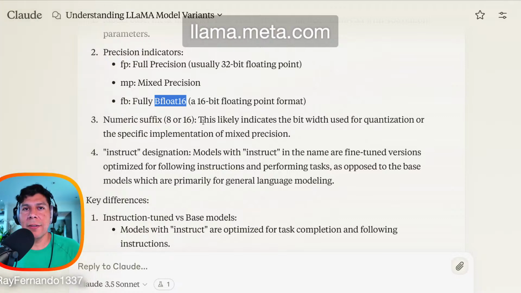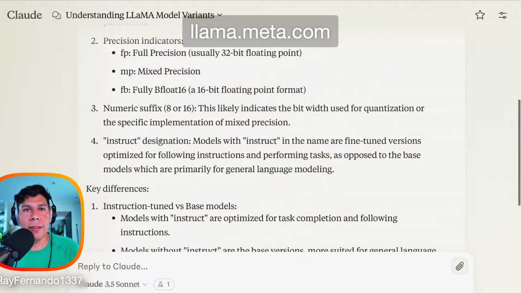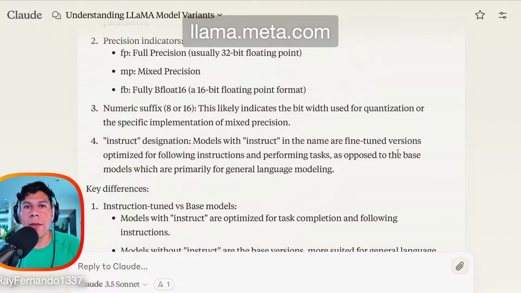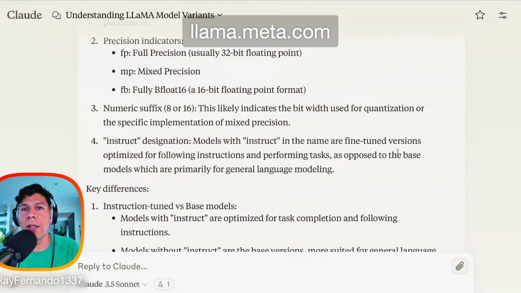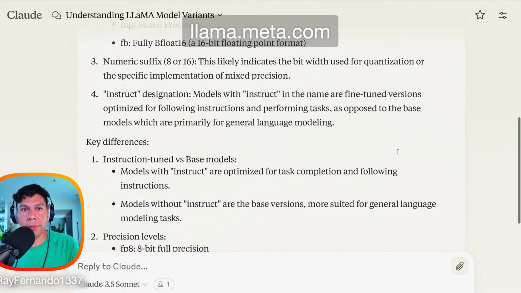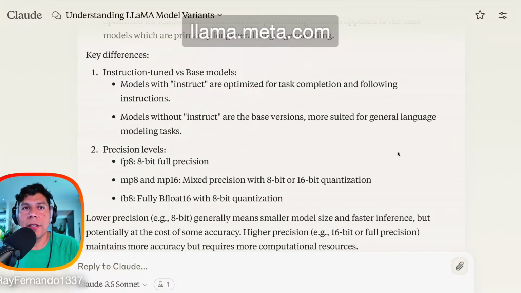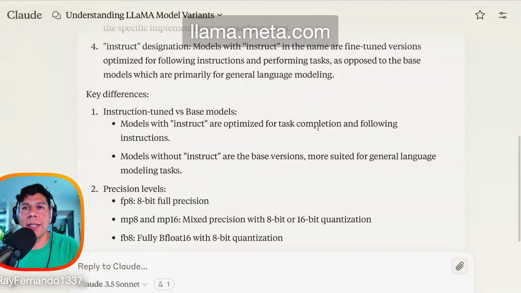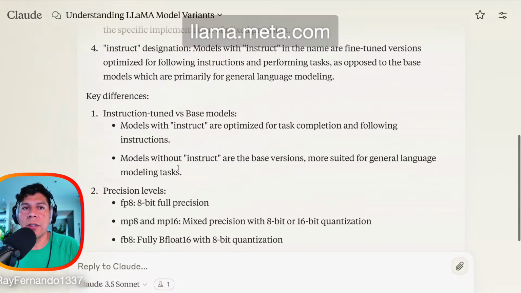And the numeric suffix, 8 or 16, likely indicates the bit width used for quantization for a specific implementation of mixed precision. And then the instruct designation is for fine-tuned versions optimized for instruction-following tasks, as opposed to the base models, which are just for general language modeling. So the key differences are between the instruction-tuned versus the base models. The instruct ones are optimized for task completion and following instructions. And those without instruct are basically base versions, suited for general language modeling tasks.